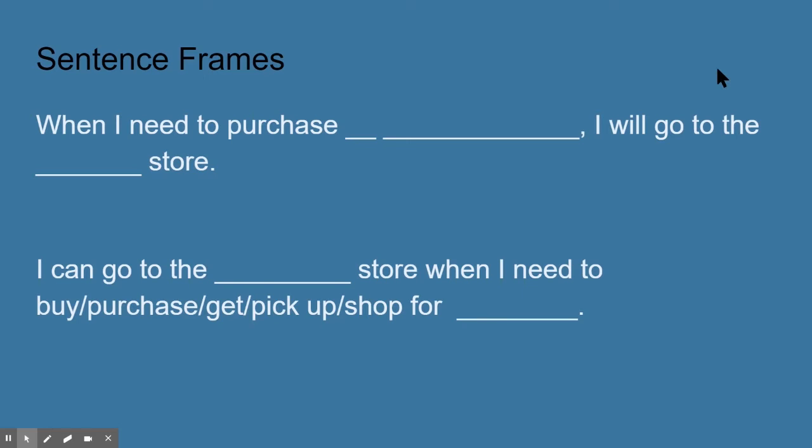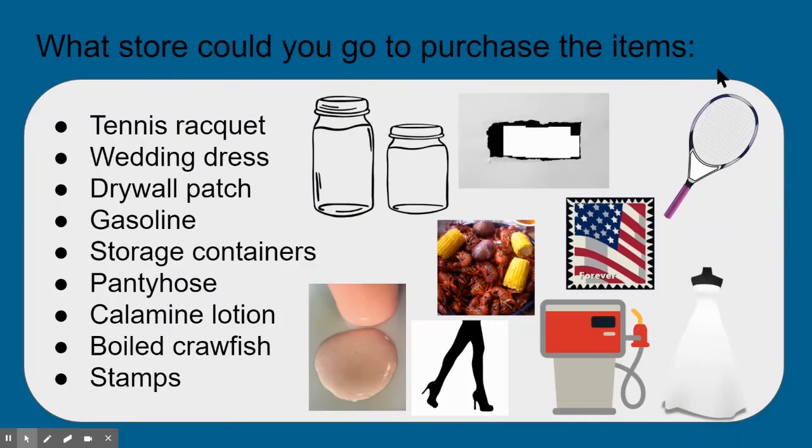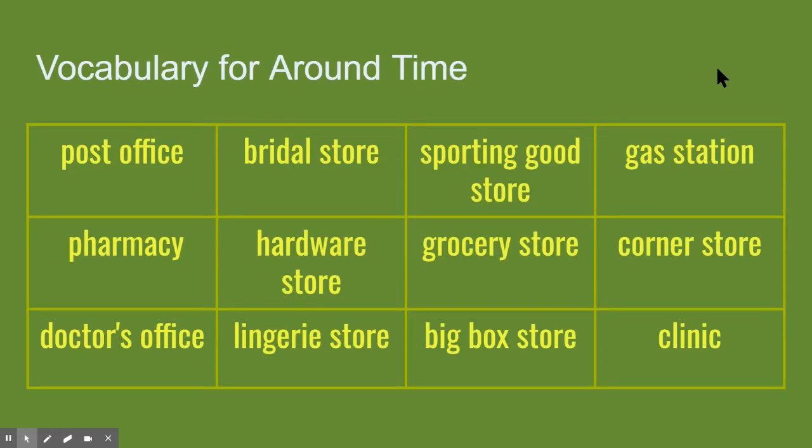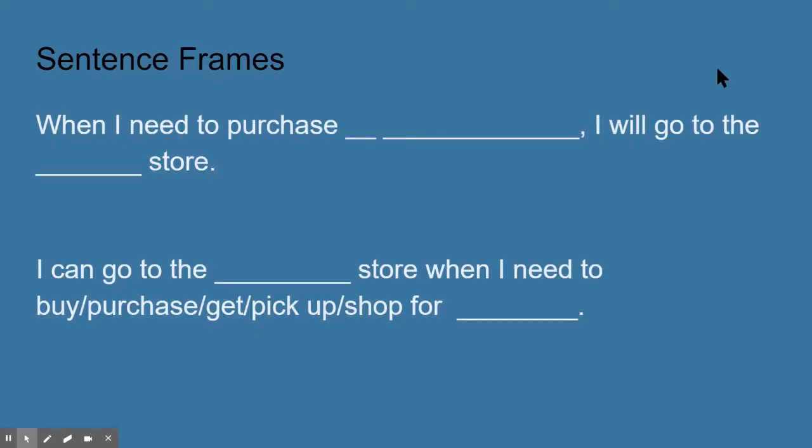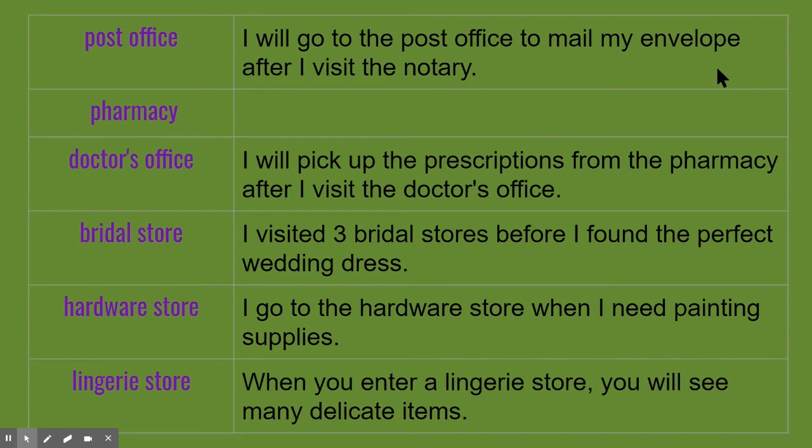When I want to purchase food, I will go to the hardware store. No. When I want to purchase food, I can go to the corner store or I can go to the grocery store, right? So a lot of different options here. Just use these sentence frames with this vocabulary to practice some sentences before class and with your classmates.